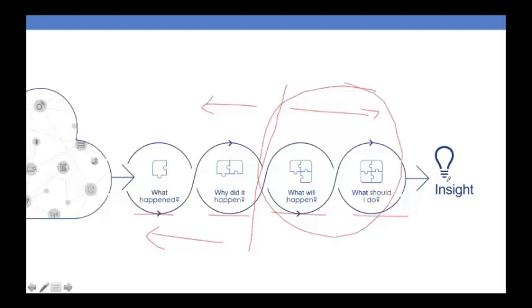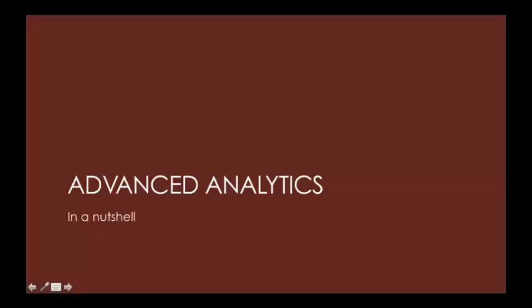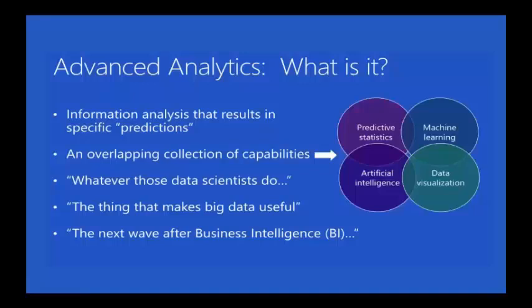So let me explain in a nutshell what advanced analytics is. Advanced analytics is a collision of machine learning, data visualization, AI, and statistics. Whenever you hear, what are these data scientists? Well, this is what they do. They do advanced analytics. Without advanced analytics, big data is not really useful. It's just tons of data. But the ability to find patterns, that's where big data becomes really useful.